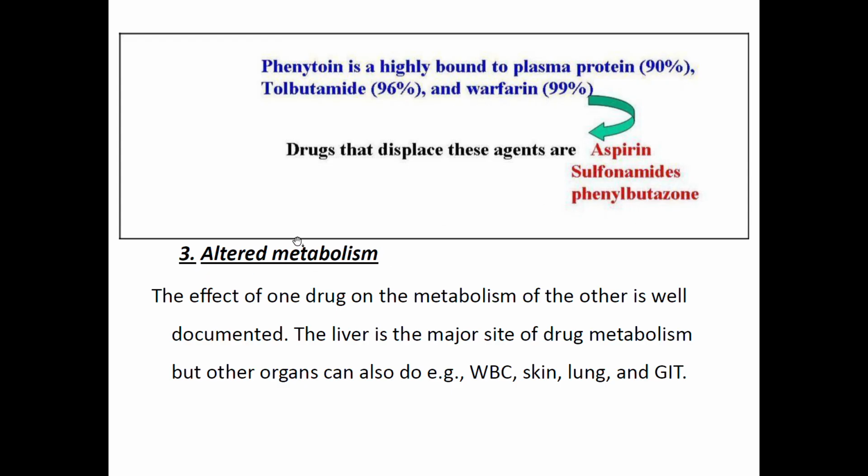Then altered metabolism. Okay, regarding the ADME, we have discussed already A and D. Now it is the metabolism, M. The effect of one drug on the metabolism of another is well documented. The liver is the major site of drug metabolism, but other organs can also do it. For example, WBC, skin, lung, and GIT.